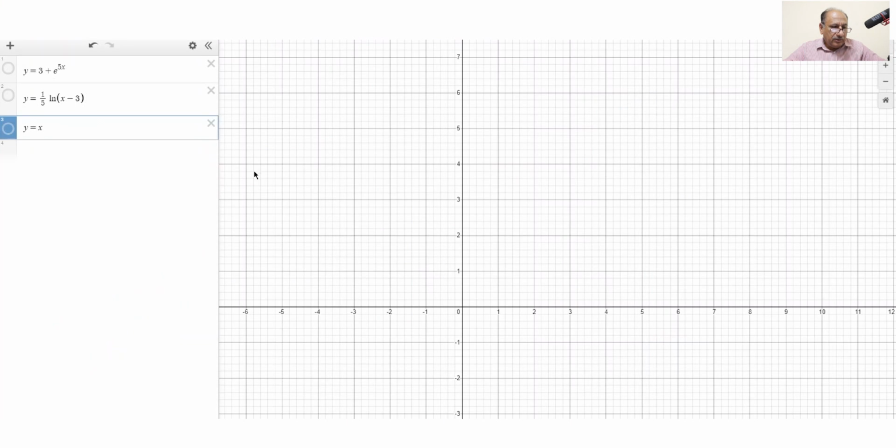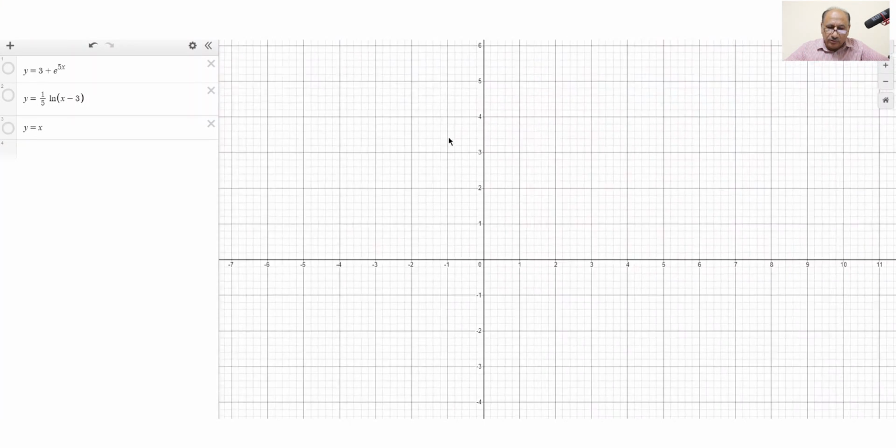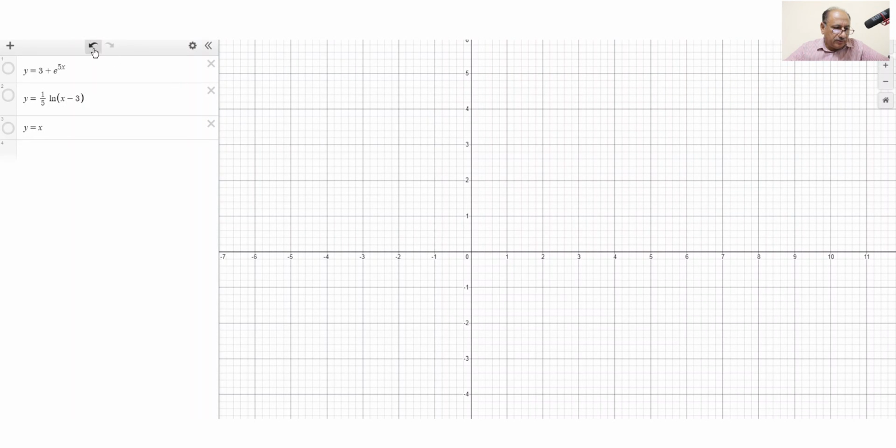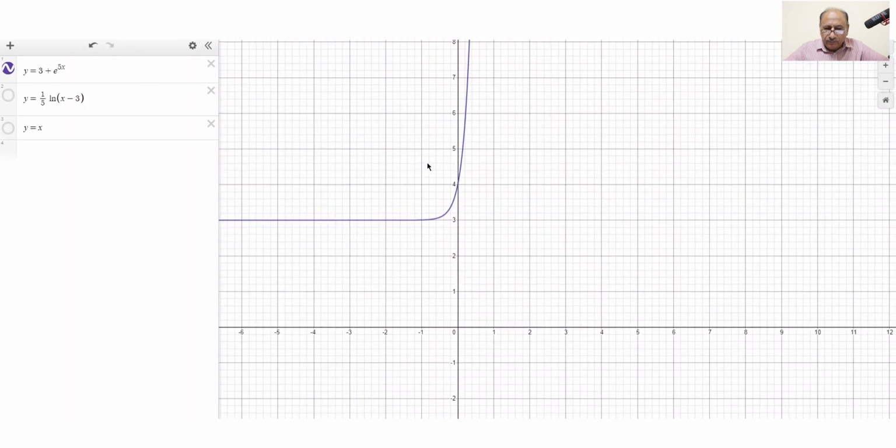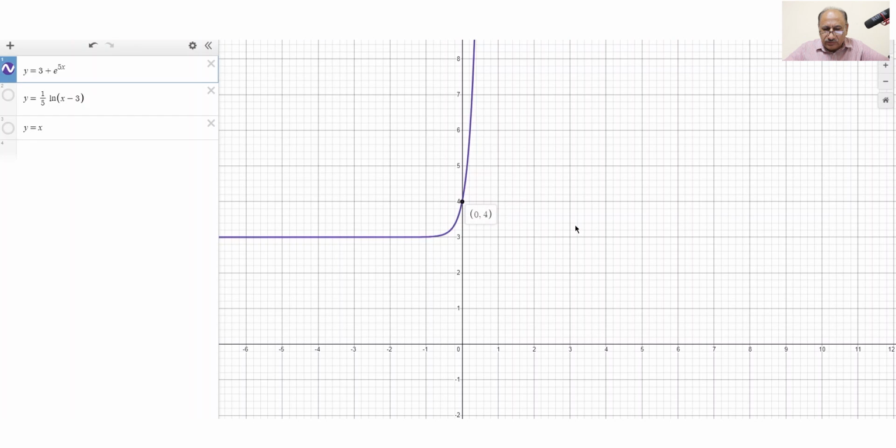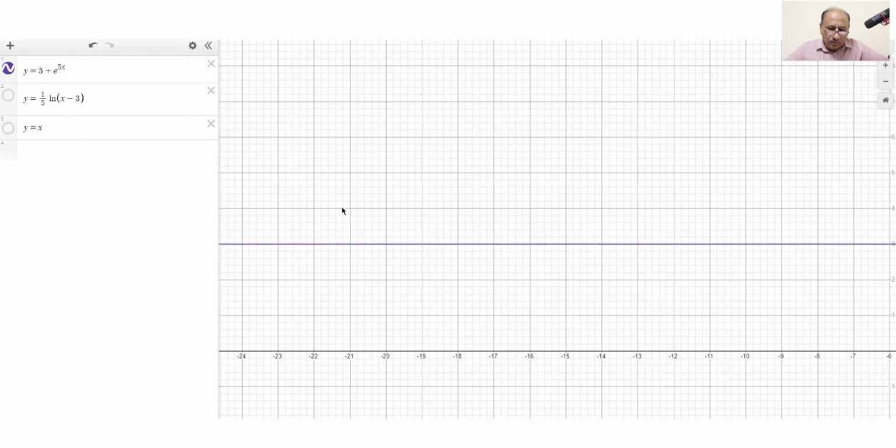Over here, this is the software which we will be using. You can use this software or any other. So this first equation, y is equal to 3 plus e raised to the power 5x. If we draw this one, I have already typed it for you to save time. So this will be the curve, and you can see this is the y-intercept, which is exactly 0.4, and this line from this side is just touching 3 and not going down.